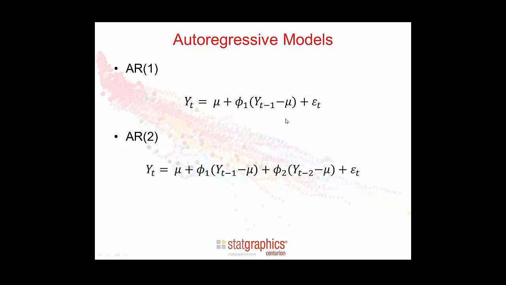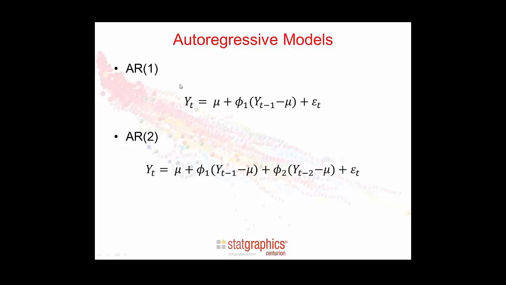Okay? Now, let me show you some typical ARIMA models. Here you see a slide showing you what autoregressive models typically look like. Here's a first and second order autoregressive model. The first order autoregressive model says that the data at time t is a mean plus some multiple of the deviation of the data from the mean at the previous time period plus epsilon, where epsilon is a random shock, typically assumed to be normally distributed.